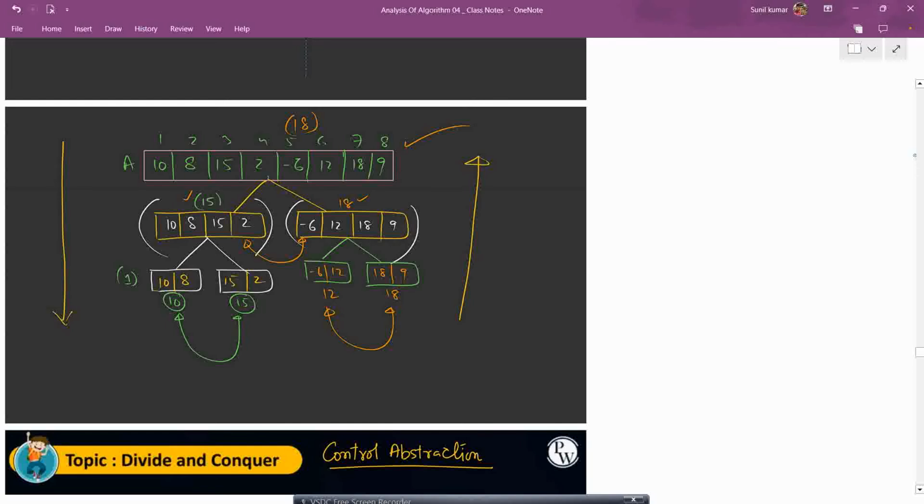in two parts, of half size each. The size is 8, then 4 and 4: 6, 10, 8, 15, and 2. Again, we will divide these subproblems. So here the size of this subproblem is 2, here is 2, and this is 2, and this is 2.